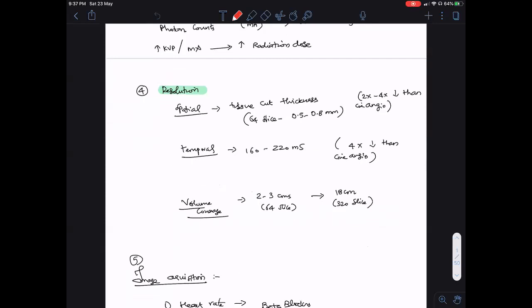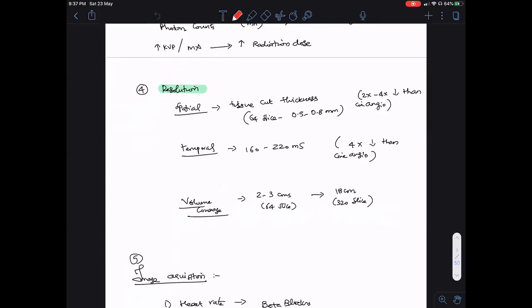So what is resolution? Resolution is of three types. One is spatial resolution, which is nothing but the thickness. A 64 slice CT, what we have, could potentially give a slice of 0.5 to 0.8 mm. Again, compared to cine angiogram, which is quite less. The temporal resolution is nothing but time, about 160 to 220 milliseconds of total cardiac motion can be elicited.